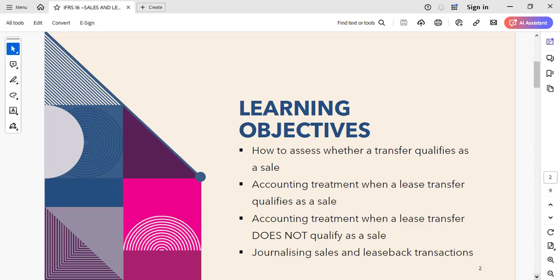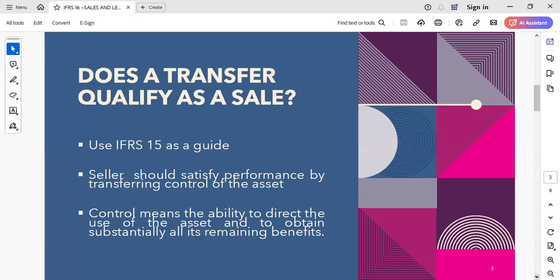But sometimes when businesses transfer assets to a lessor, it might not qualify as a sale, because some critical benchmark or criteria has not been met. They have just used it as a cover to borrow money from the lessor instead of selling the asset outright and leasing it back.